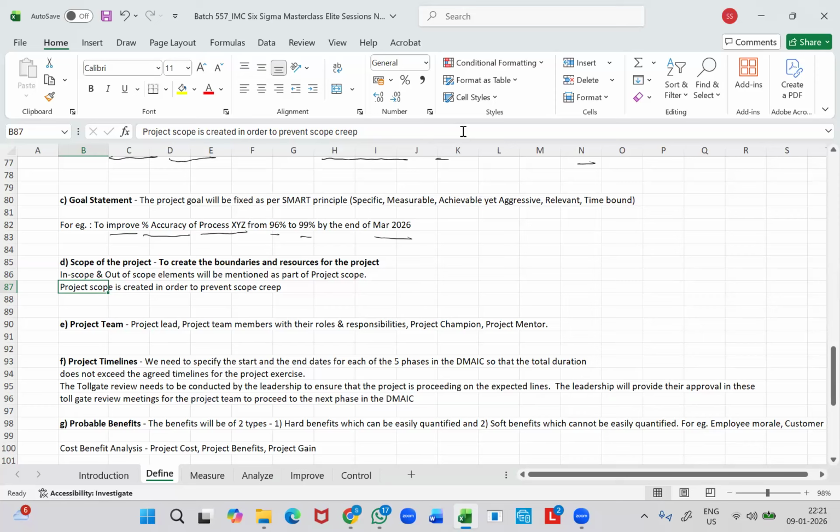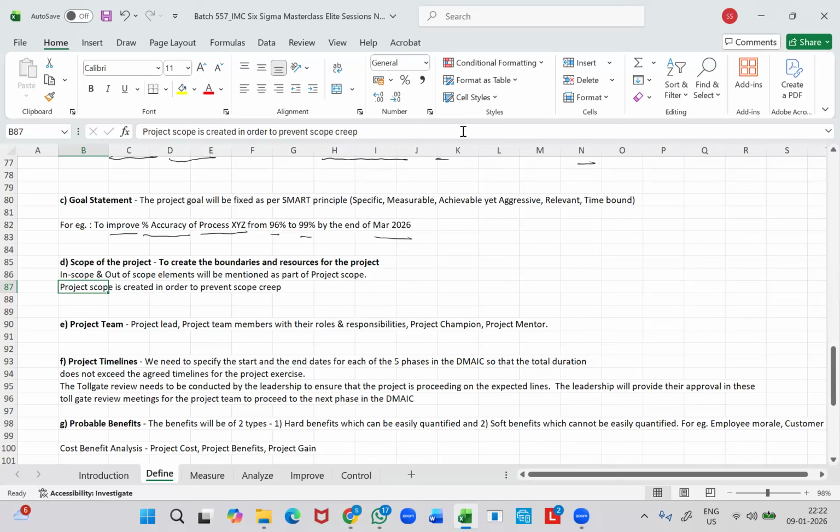So scope creep is nothing but inadvertently venturing into some irrelevant process areas. As far as this Six Sigma project is concerned, as per our example, I need to focus only on sub-processes A and B. I should not be venturing into sub-processes C and D. So when I create a boundary by defining the scope for the project exercise, it would help me to prevent this scope creep.